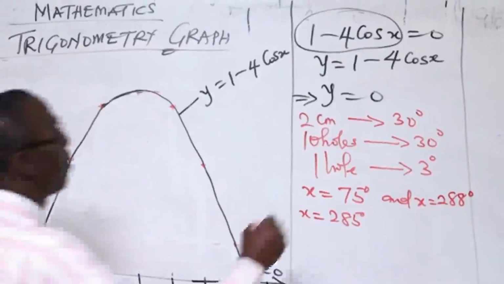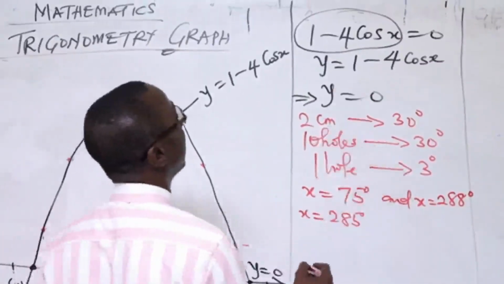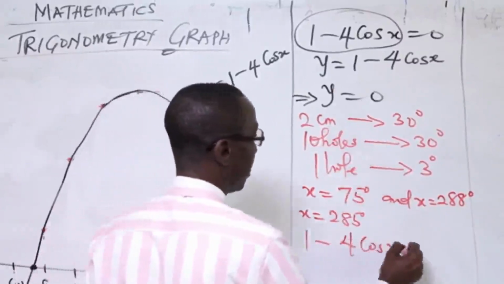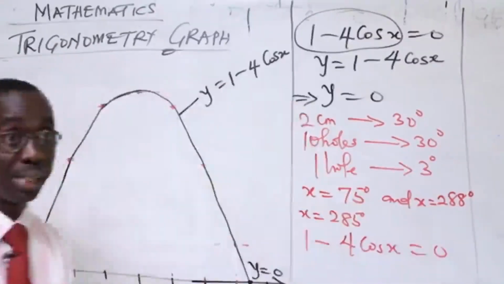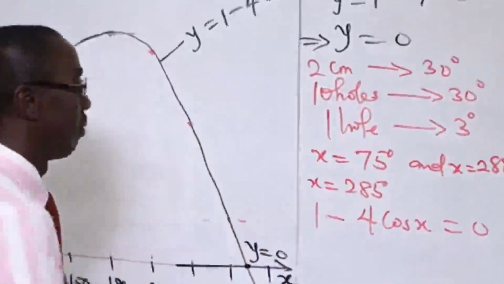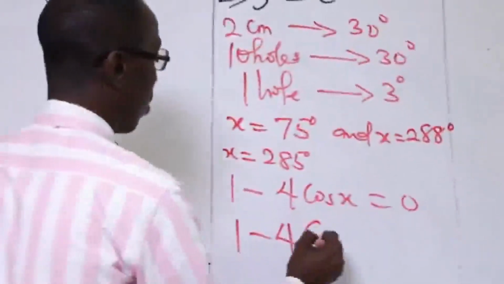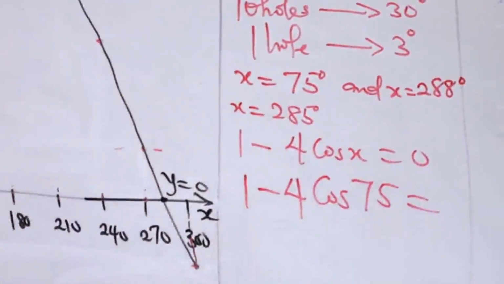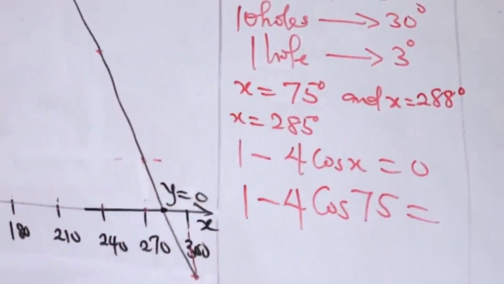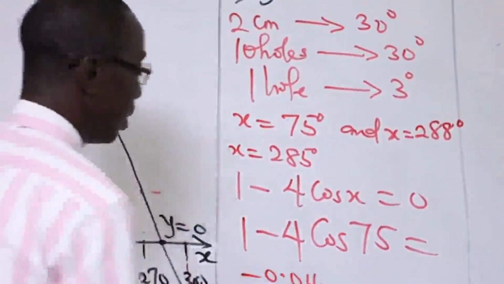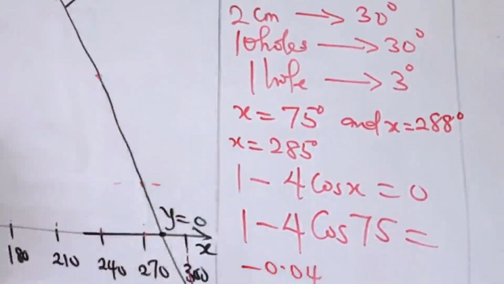So, if what we are dealing with says that 1 minus 4 cos x is equal to 0, is that not what we are dealing with? Yes. What is your x, the first value? Substitute. 1 minus 4 cos 75. If this is not equal to 0, something is wrong with that 75. Minus 0.04. So this is a value that is obviously 0.